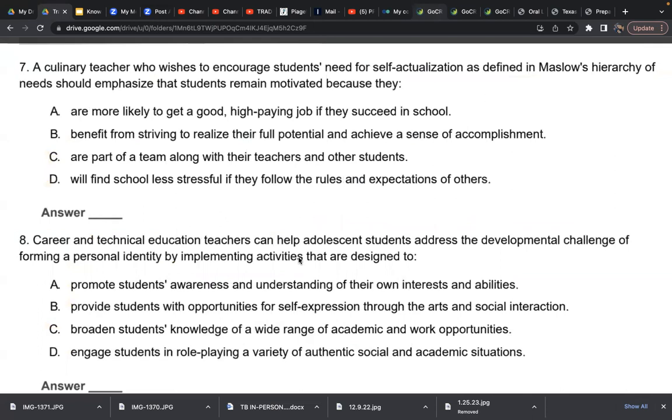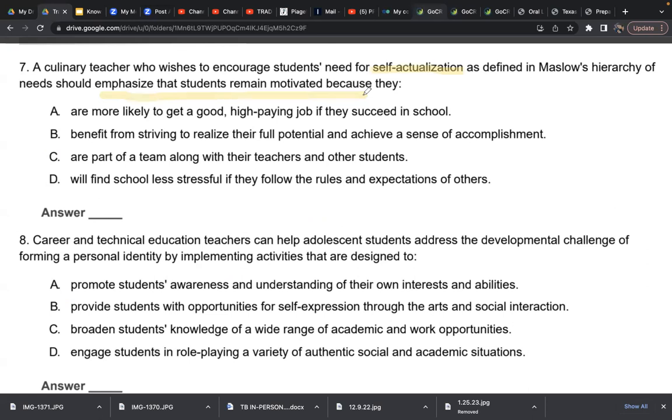Domain two is about your students. A culinary teacher who wishes to encourage students' need for self-actualization, as defined in Maslow's hierarchy of needs, should emphasize that students remain motivated because they... So a culinary teacher who wishes to encourage self-actualization. And if we go back to my handy dandy cheat sheet, you'll see self-actualization is the highest level. So what should the culinary arts teacher emphasize so that the students remain motivated?